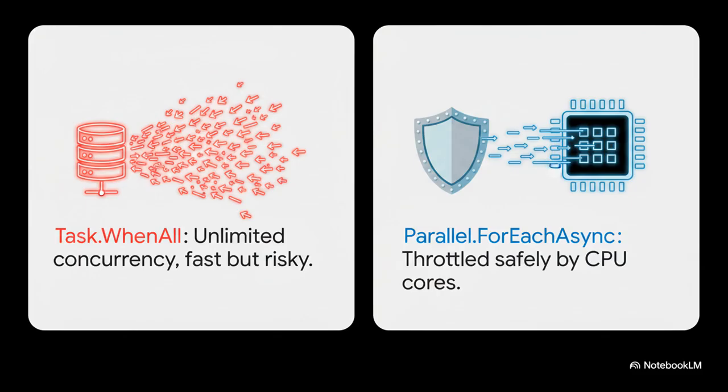Parallel.ForEachAsync, on the other hand, is throttled by default based on your server's CPU cores. It automatically balances the work safely. So basically, WhenAll is faster, for sure, but ForEachAsync is much safer for server resources. Picking the right tool here is absolutely crucial for your app stability.